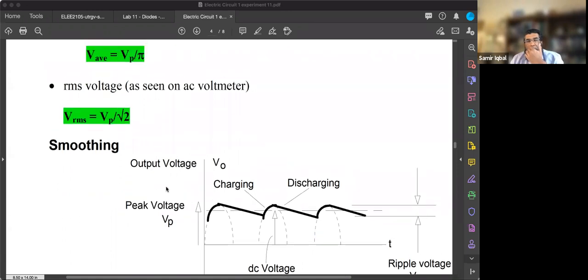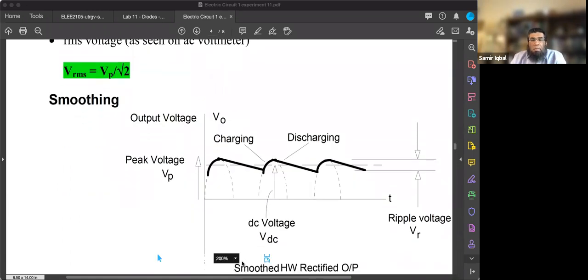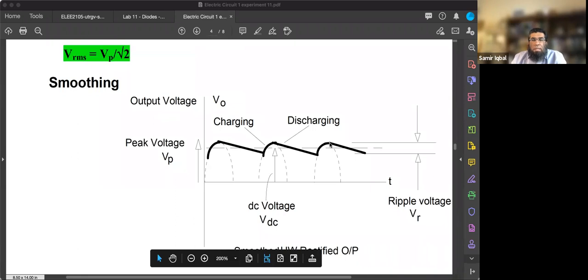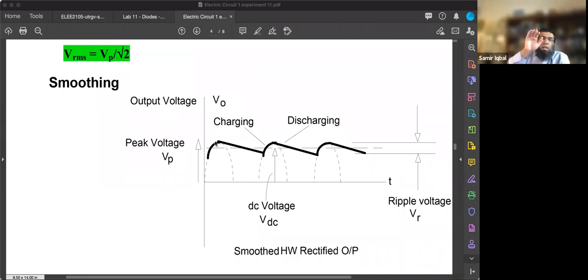Now, in this output, there are a few things to see. There's charging, we can see the charging going up. We can see the discharging. The Vp is the peak voltage that it achieves on the output.